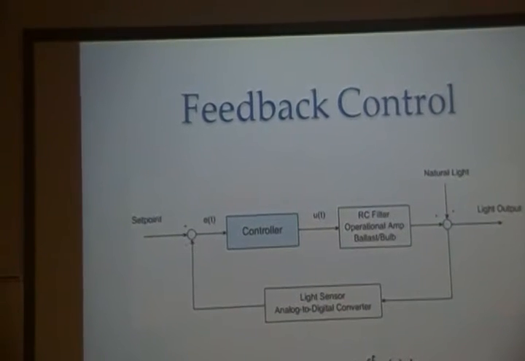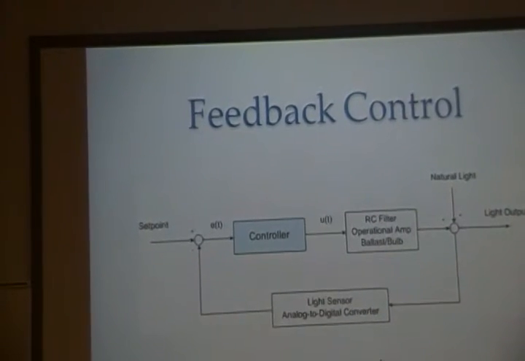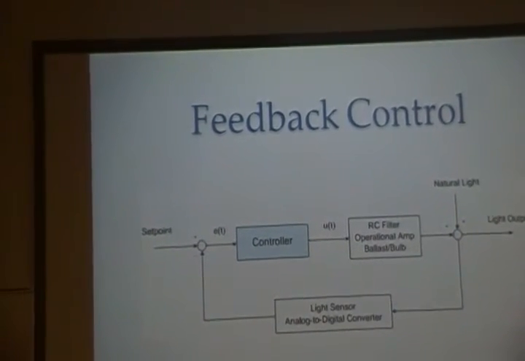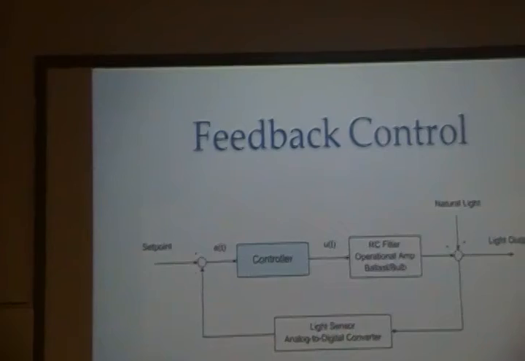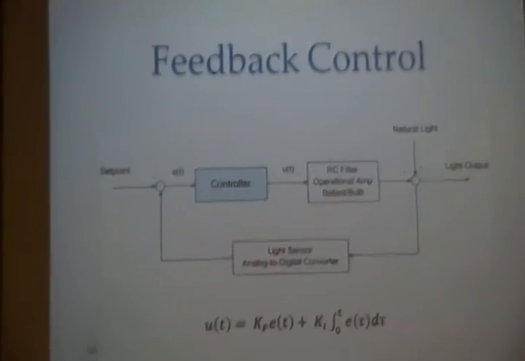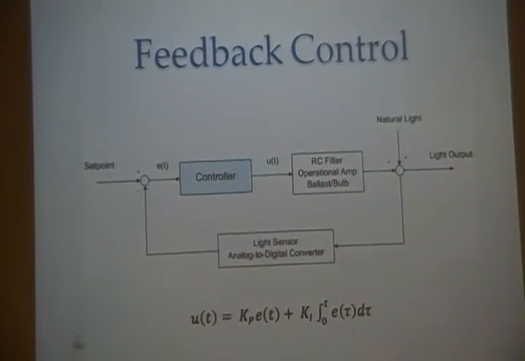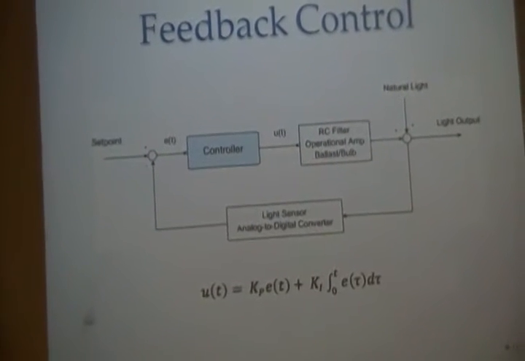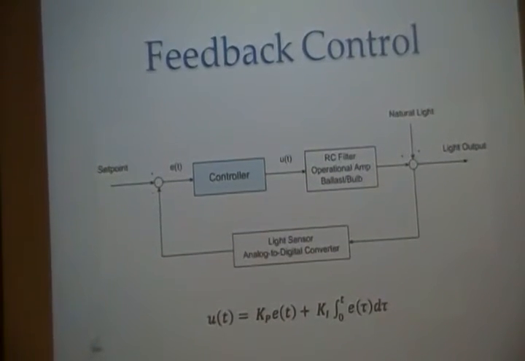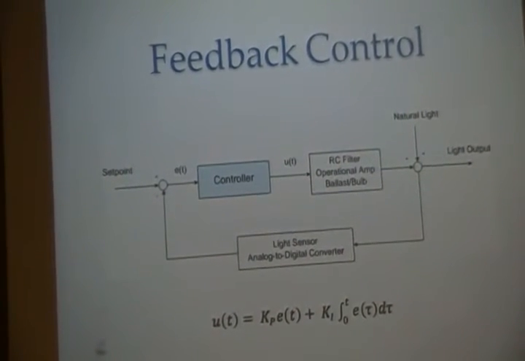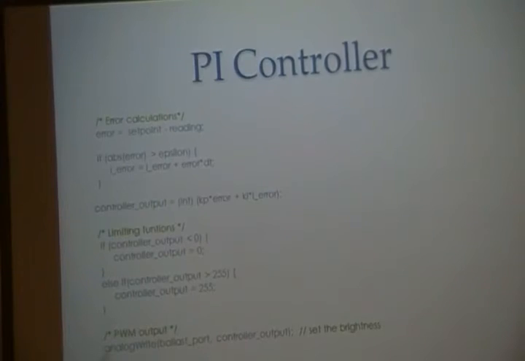The output of the controller, U of t, decides the duty cycle of the PWM signal that's fed to the RC filter, which decides the relative light level that should be produced to keep a steady illuminance on the desk surface. At the bottom of the slide, we have the general equation for the PI controller, proportional and integral: we took the error, multiplied it by a constant Kp, took the integral of that error over time, multiplied it by a constant Ki, and received the controller output U of t.